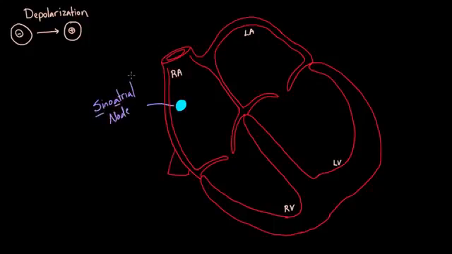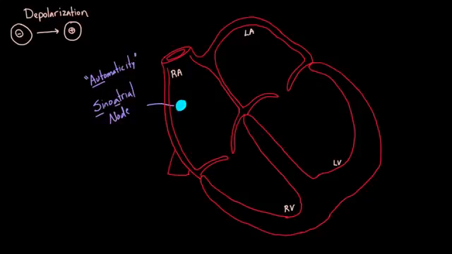And the fact that they can depolarize by themselves, we have a word for that too. We call it automaticity. It just means that they can automatically depolarize without having a neighbor do it first.